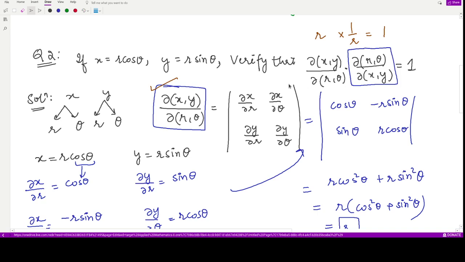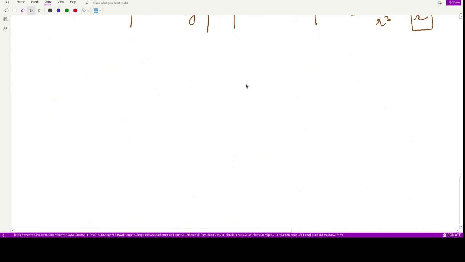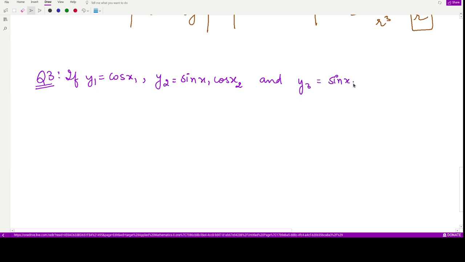So let us now see one more question. The next question, let me write down its statement. Question 3. If y1 is equal to cos x1, y2 is equal to sin x1 cos x2, and y3 is equal to sin x1 sin x2 cos x3.